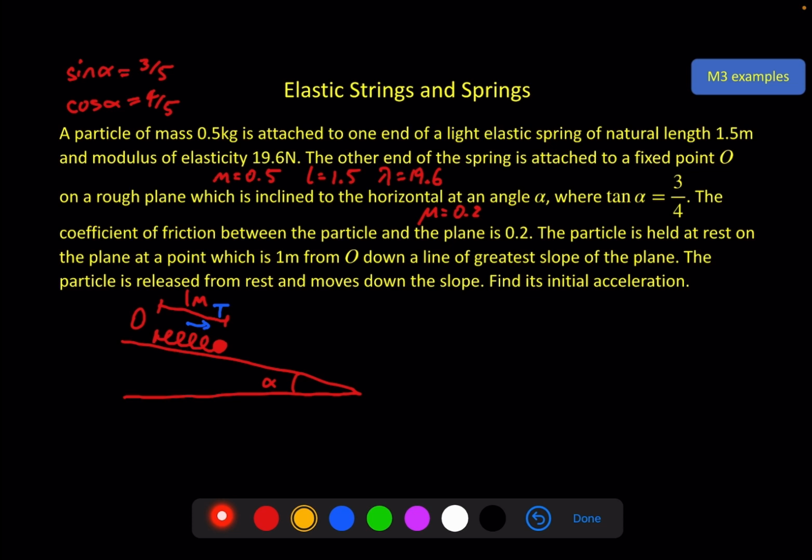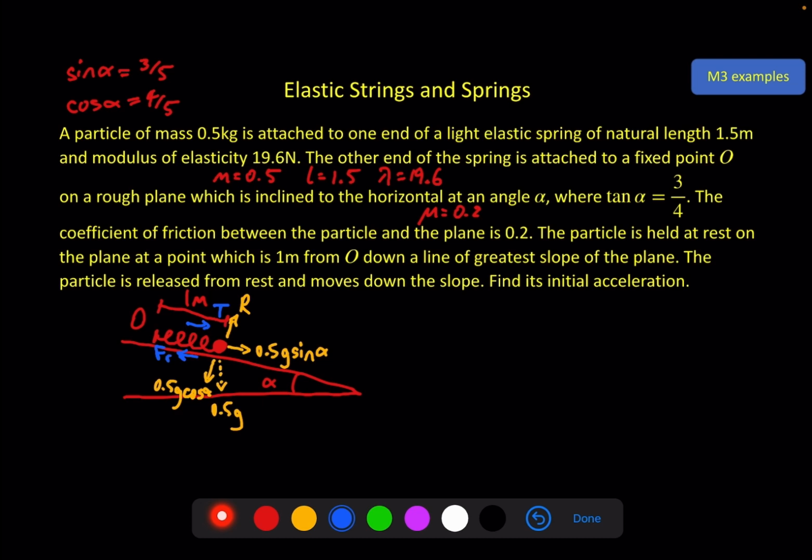So let me put those other things on as well. We've got the weight here, which would be 0.5g, splitting it into its components, 0.5g sine alpha, 0.5g cosine alpha, and of course we've got the reaction force here. I've already put the tension on, but that's not quite everything because this is a rough plane. So we've got friction. Of course friction opposes motion, so friction will be going this way.